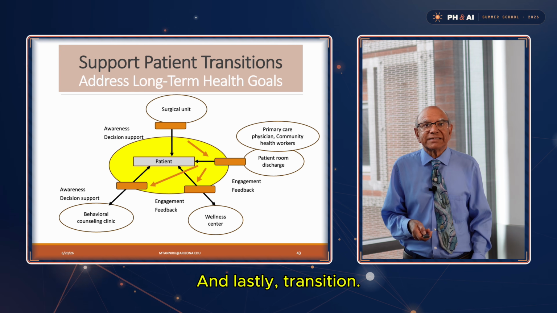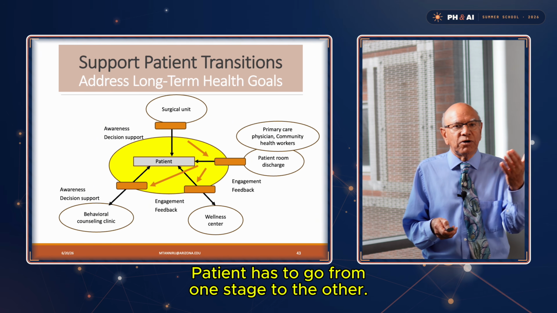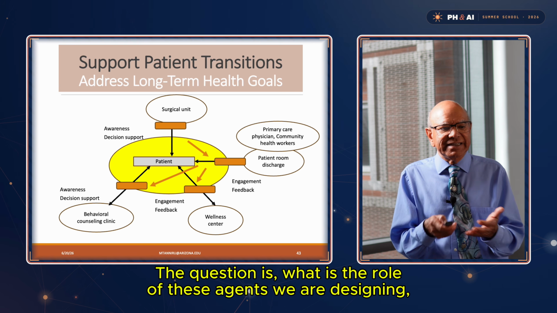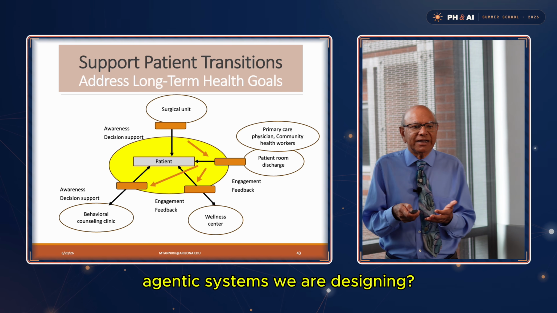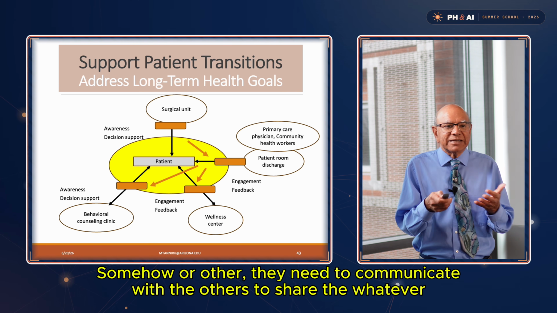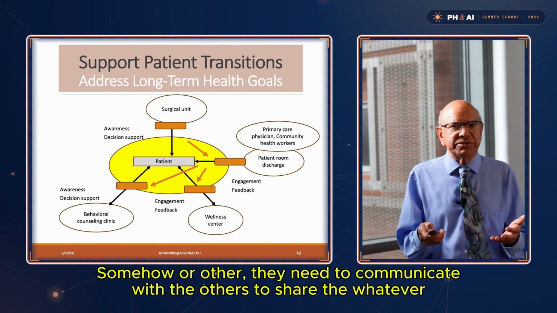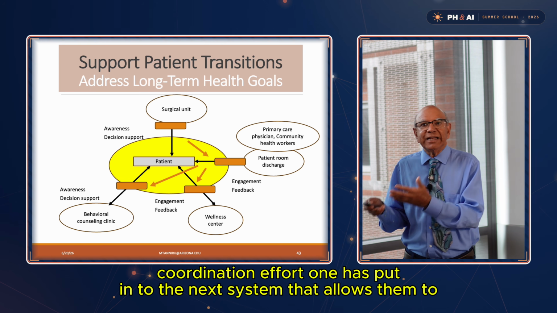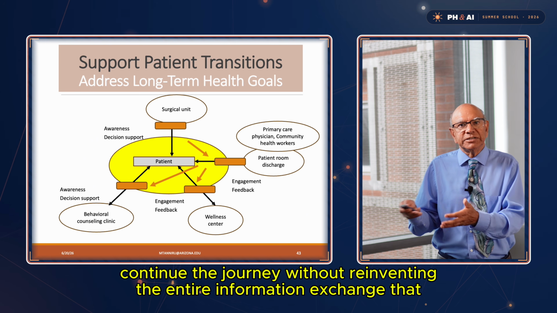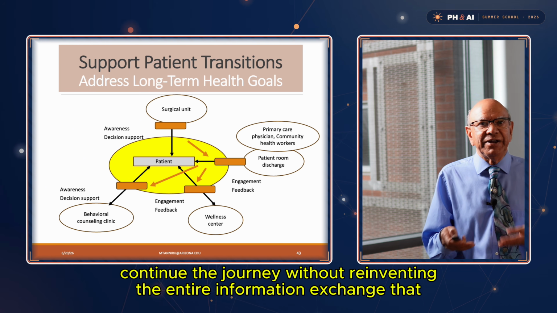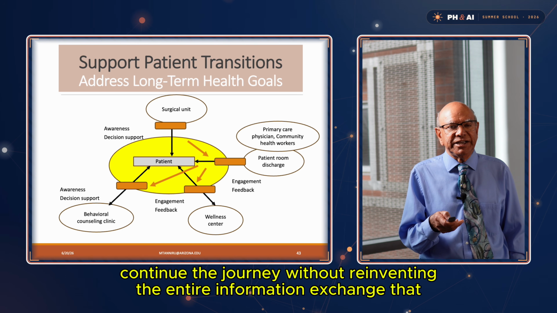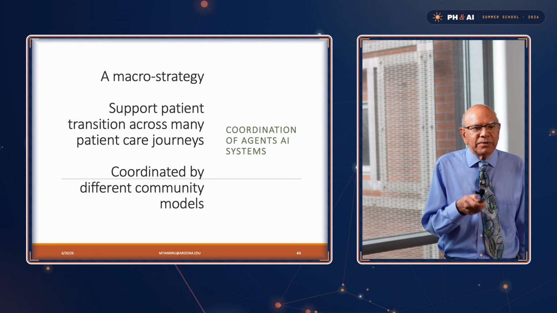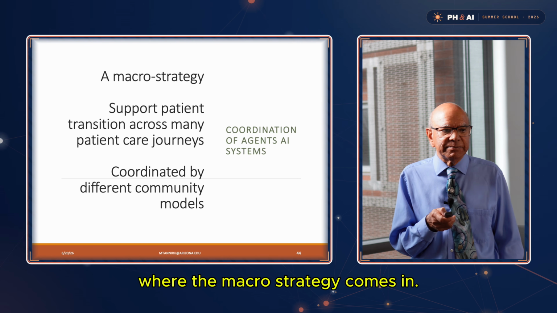And lastly, transition. The patient has to go from one stage to the other. The question is, what is the role of these agents we are designing, the agentic systems we are designing? Somehow or other, they need to communicate with the others to share whatever coordination effort one has put in to the next system, which allows them to continue the journey without reinventing the entire information exchange that occurred between the patient and the system. So that's where the macro strategy comes in.